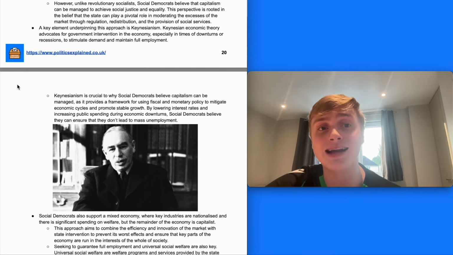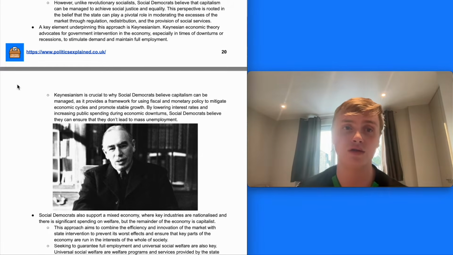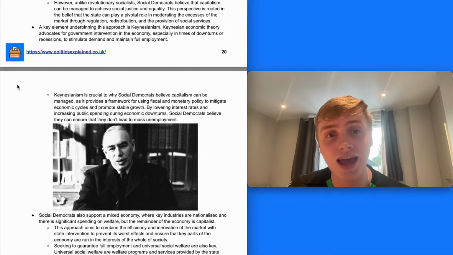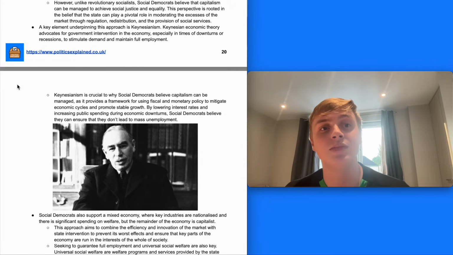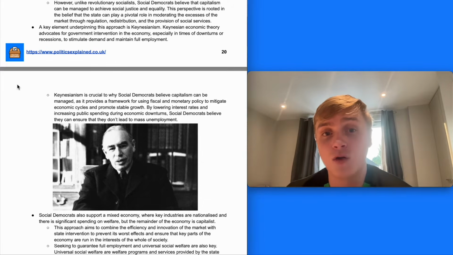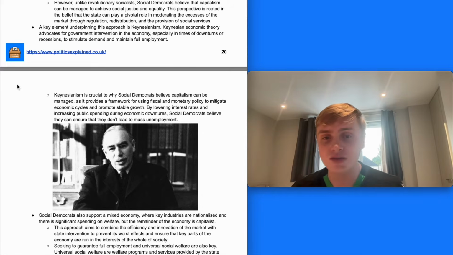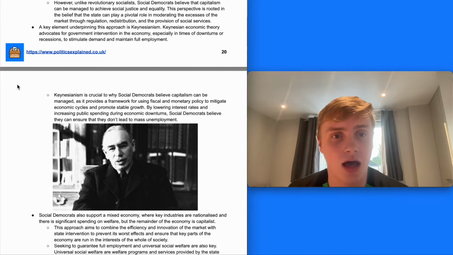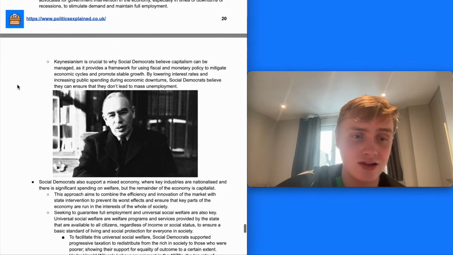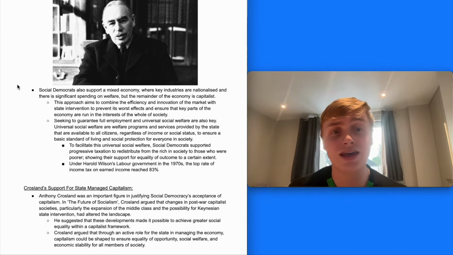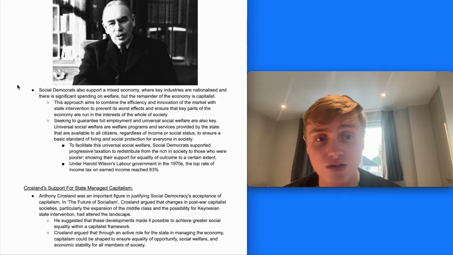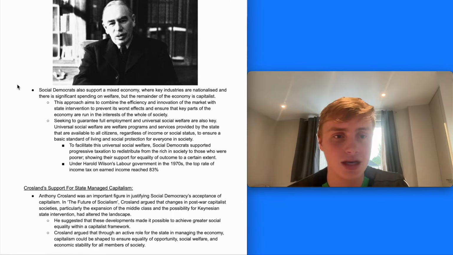But they believe that it can be managed to pursue the key socialist goal of equality, and key to this is Keynesianism. They believe that, given Keynesian economic management, within the capitalist system full employment can be guaranteed, and the real booms and busts of capitalism can be prevented, so that the state can, in a stable environment, pursue equality. And to do this, they support a mixed economy where key industries are nationalised and there's significant spending on welfare, but the remainder of the economy is capitalist.